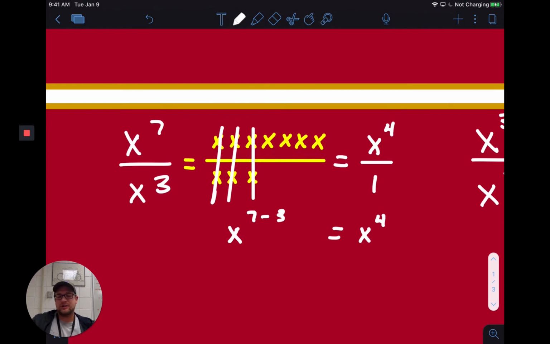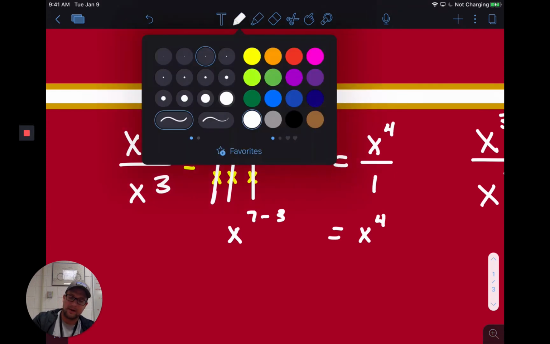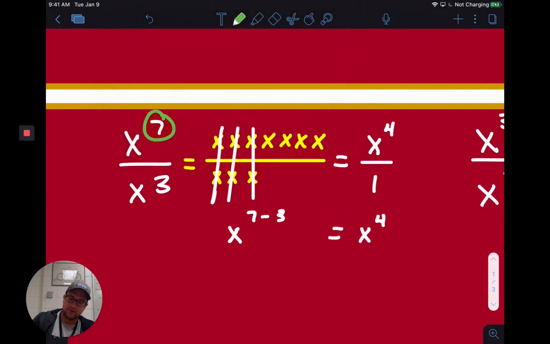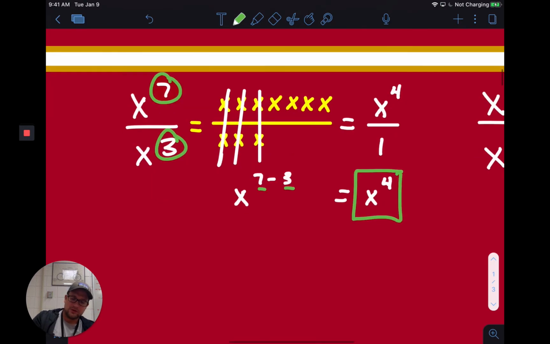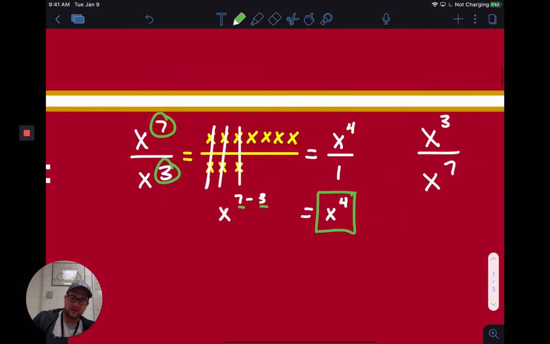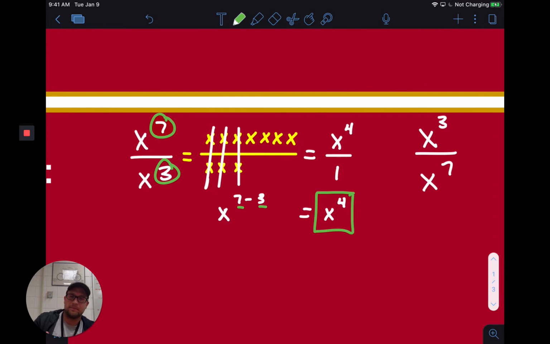Whenever we are actually dividing here, we subtract the top exponent. It's really the top exponent minus the bottom exponent. 7 minus 3. And that will give us our final answer here. So we'll rewrite that and generalize it in a second. But let's see what happens if the bigger exponent is actually on the bottom.